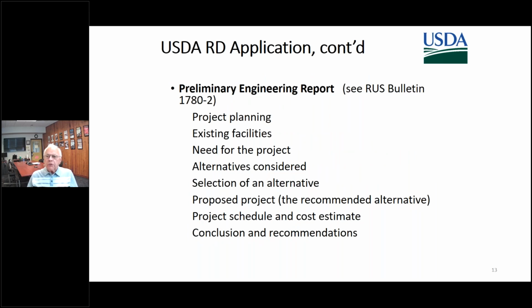The preliminary engineering report is an important part of the application. And this is the outline here as shown. It gets into the project planning, what are the existing facilities, what's the need for the project, the alternatives to be considered, selection of an alternative, then there's the proposed project, the recommended alternative, and a project schedule and cost estimate, and then a recommendation.